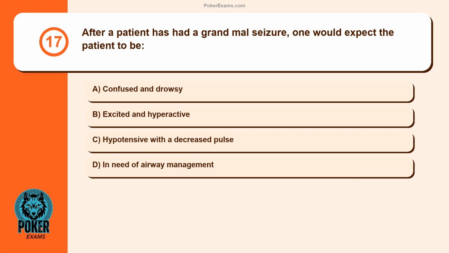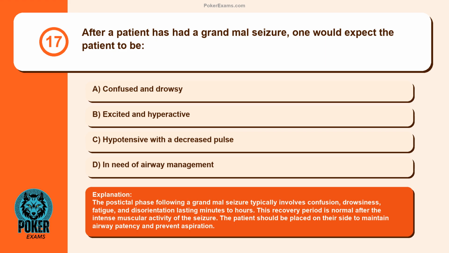Question 17. After a patient has had a grand mal seizure, one would expect the patient to be: confused and drowsy, excited and hyperactive, hypotensive with a decreased pulse, in need of airway management. The postictal phase following a grand mal seizure typically involves confusion, drowsiness, fatigue, and disorientation lasting minutes to hours. This recovery period is normal after the intense muscular activity of the seizure. The patient should be placed on their side to maintain airway patency and prevent aspiration.